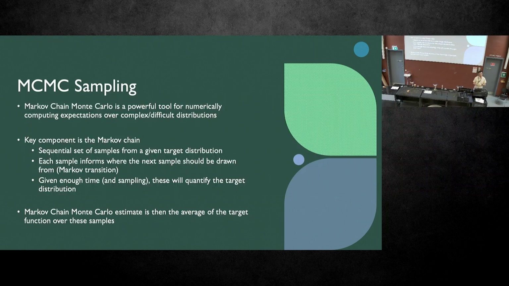So when we say that we want to take a Markov chain Monte Carlo estimate, that's where we're applying our target function to this sequential set of samples and taking the expectation across them.